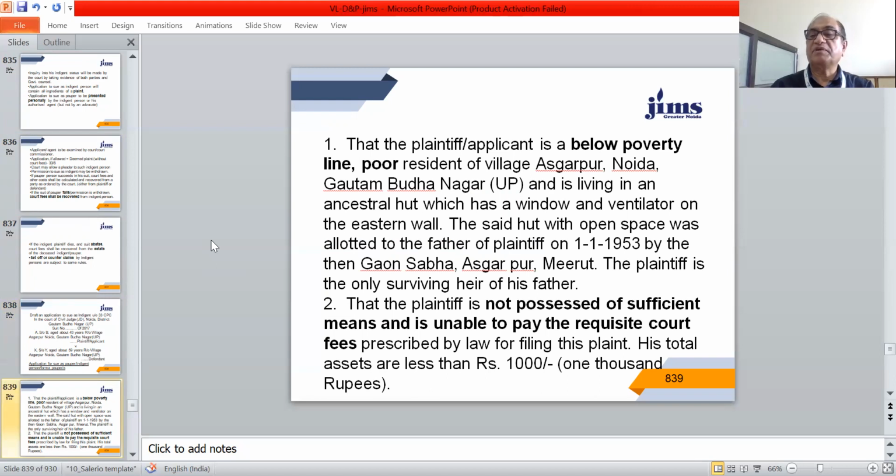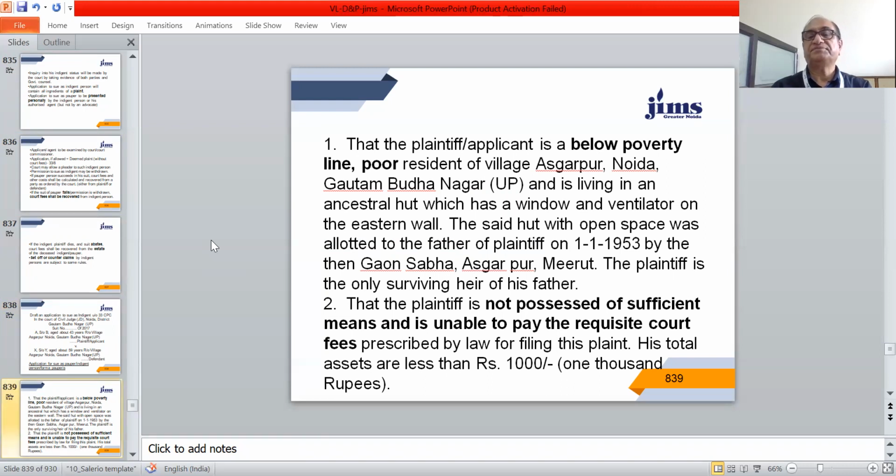Now the facts are to be written in small paragraphs, numbered consecutively, and all the ingredients of a plaint must be included in this application for suing as indigent person. The reason is that if this application is allowed, then this application shall be treated as a plaint.